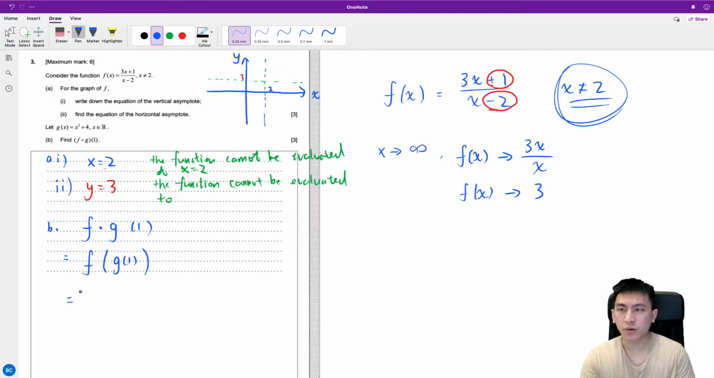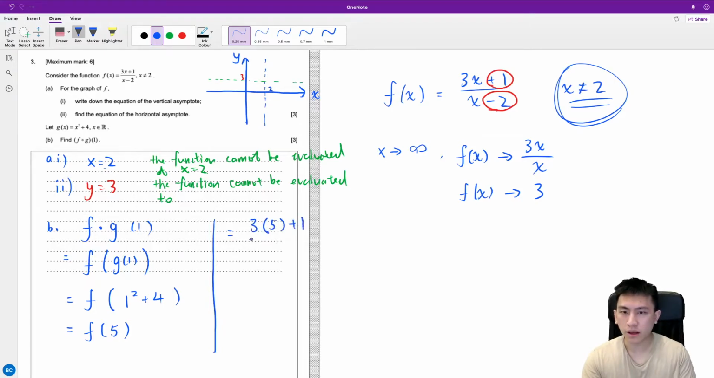Then if you think about g of 1, g of 1 is like x squared plus 4. So that would just be f of 1 squared plus 4. That's what you get, yeah? And then that means it's 5, so you're doing f of 5, right? And f, you already know is that thing, so let me just continue here. That will equal 3 times 5 plus 1, over 5 minus 2. And therefore, it would give you 16 over 3.